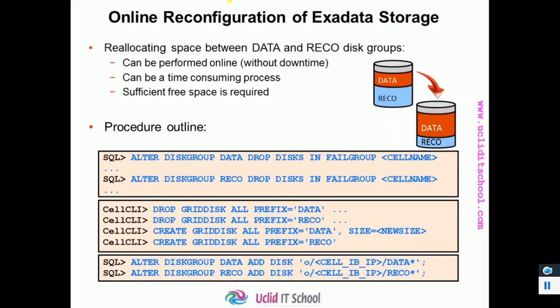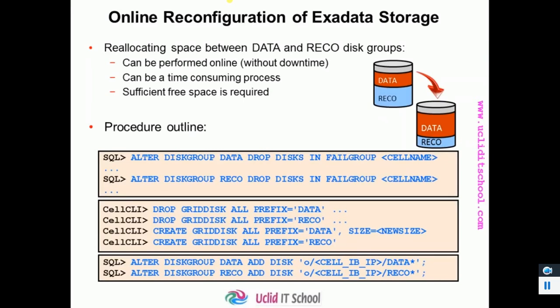So when I am doing this on cell 1, I need to drop the disks in failure group cell 1. When I am doing this procedure on cell 2, I need to drop the disks in failure group cell 2. So we are dropping the ASM disks belonging to that particular cell only. Because ASM has mirrored the data in the other cell, dropping the disks in this cell will not have any impact on your data availability.